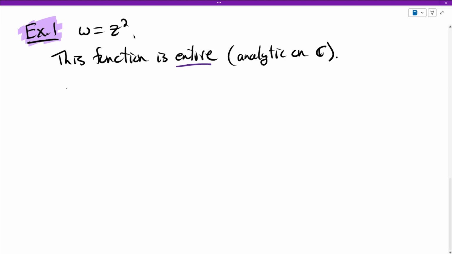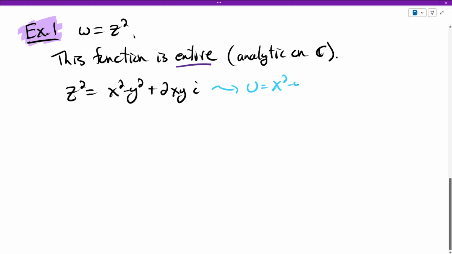So we've actually already worked out the real and imaginary parts of this function a couple of times. The real part is x squared minus y squared, and the imaginary part is 2xy. So here, let's use maybe a lighter blue. Here our u is x squared minus y squared, and our v is 2xy.